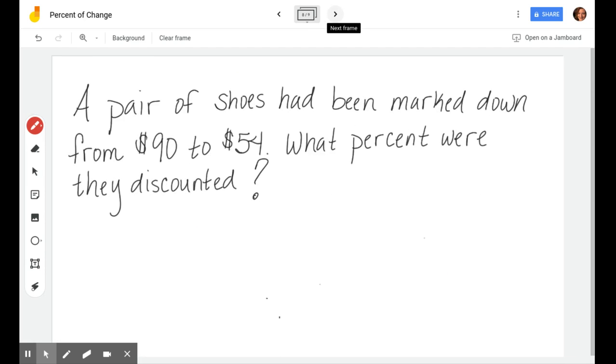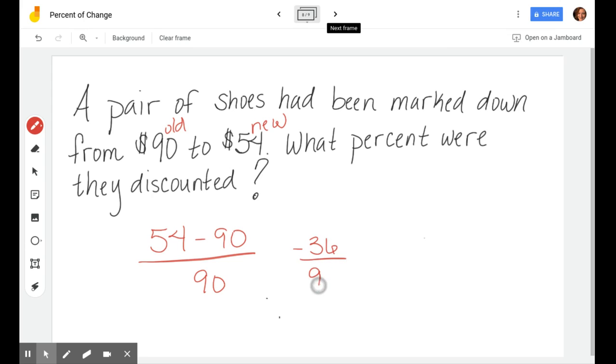Let's try one more word problem. If a pair of shoes had been marked down from $90 to $54, what percent were they discounted? So the original price is $90. That's the old. The new price, the sale price is $54. So I'm going to take new minus old, and I'm going to divide it by the old. If I do 54 minus 90, I get negative 36. I'm going to take negative 36 divided by 90, and I get negative 0.4.